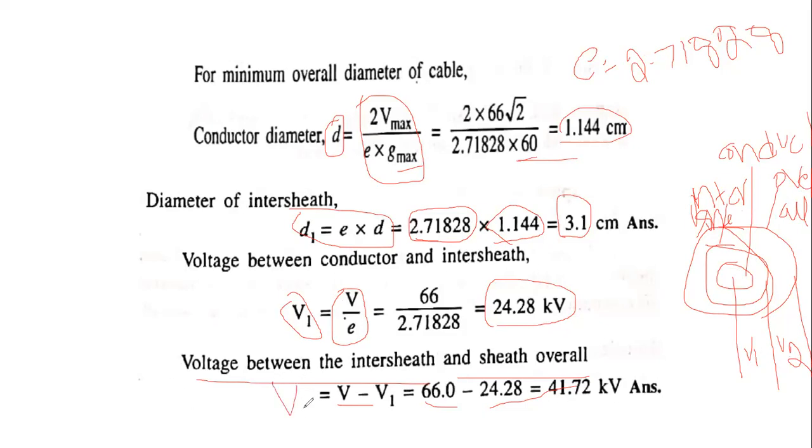Therefore V2 is equal to V minus V1. That is equal to 66 minus 24.28, which is equal to 41.72 kilovolts. This is the voltage between the inter sheath and the overall sheath.